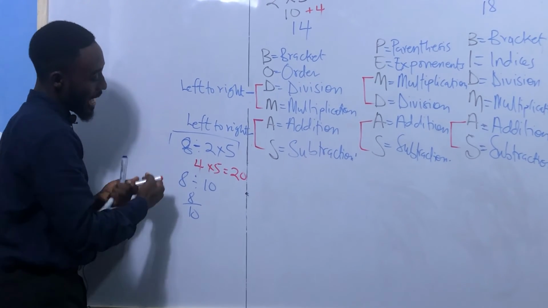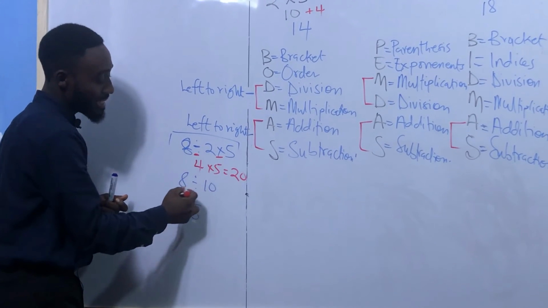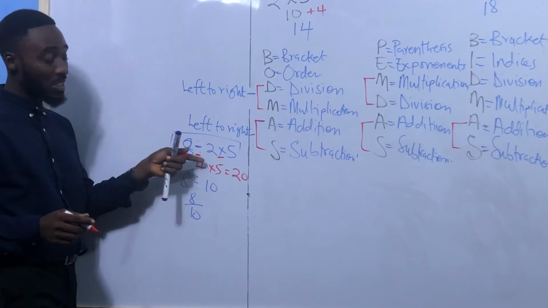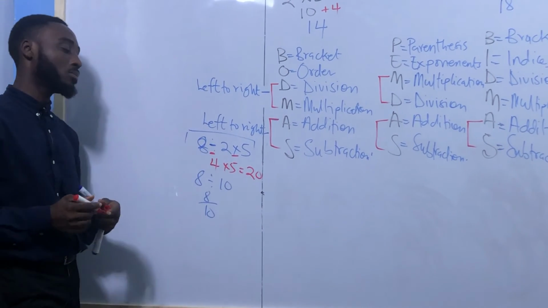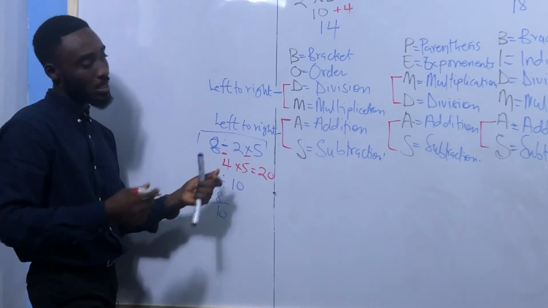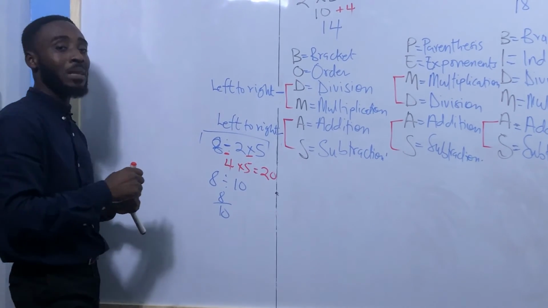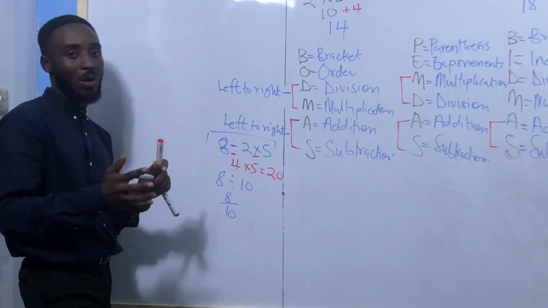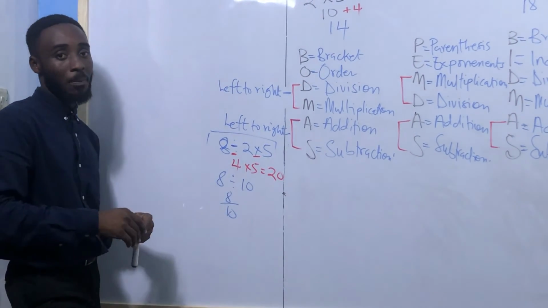So though I have division and multiplication in the same question, I solve division first because division appears from the left first. This is very important in solving some other questions. I will be solving a question in the next video to explain one viral question that became ambiguous for some time.